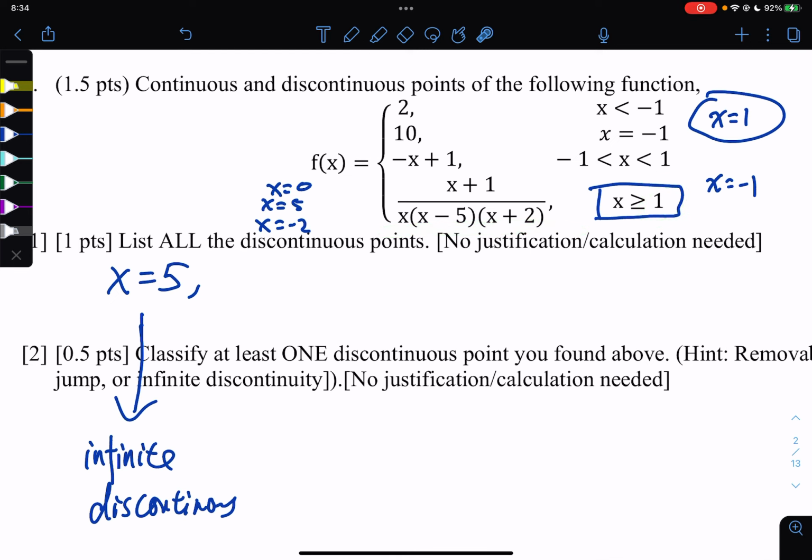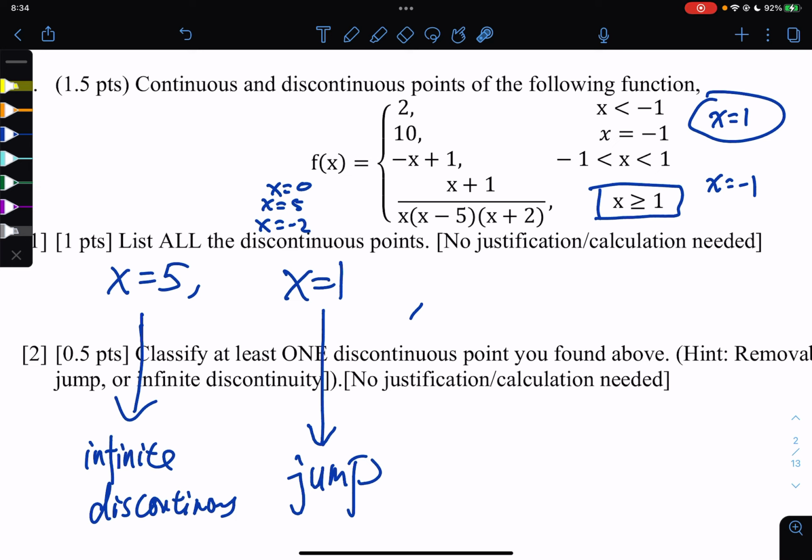But if I'm approaching 1 from the left, I'm going to plug in this other piece. So I'm having negative 1 plus 1, which is 0. So when I'm approaching from left and from right, I'm going to approach 2 different heights. So I don't have a limit at the point of 1. So x equals 1 is a discontinuous point. The left and right limits are different, so it's a jump.